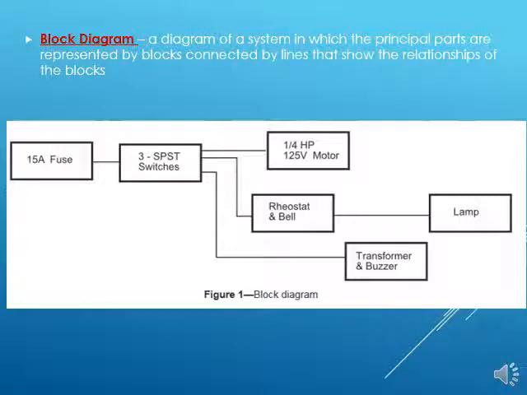There are different types of drawings that use symbols. There's a block diagram, so a diagram of a system in which the parts are represented by blocks connected by lines that show the relationships of the blocks. Not the location of them, but their relation to one another, how they function with each other.